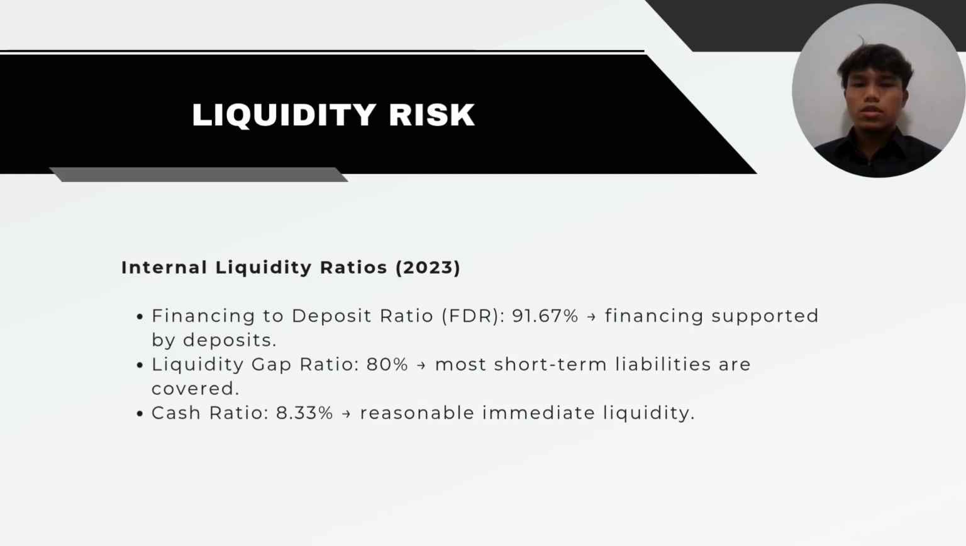Now, internal liquidity ratios for 2023. Internally, Bank Islam Malaysia also tracks ratios like financing to deposit ratio at 91.67%, meaning financing is well supported by deposits. Liquidity gap ratio at 80%, showing a majority of short-term liabilities are backed by liquid assets. And cash ratio at 8.33%, indicating the bank holds a reasonable amount of immediate cash and equivalent balances.